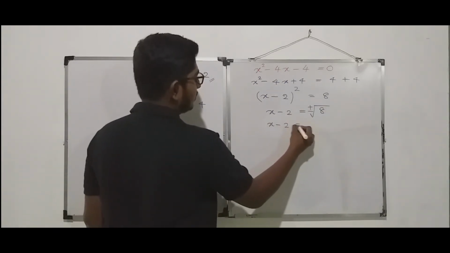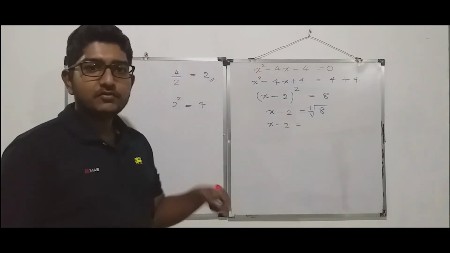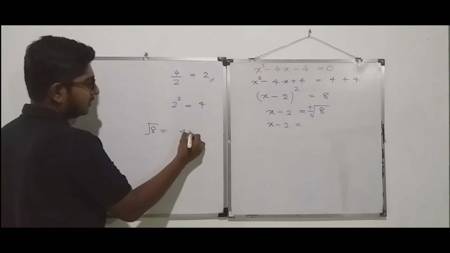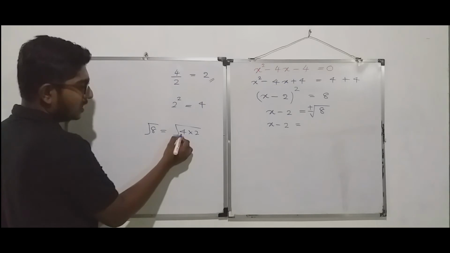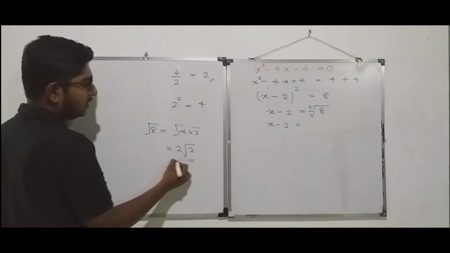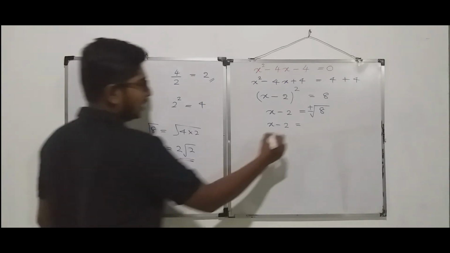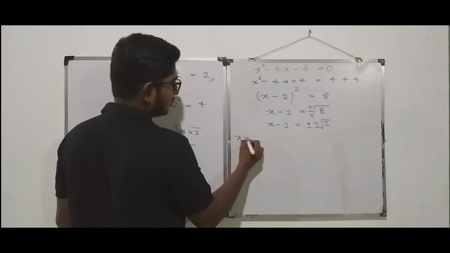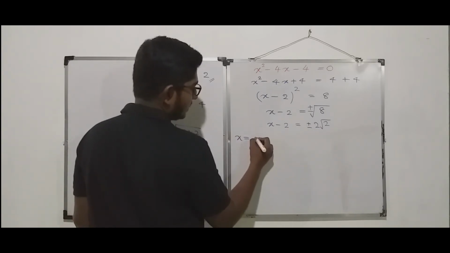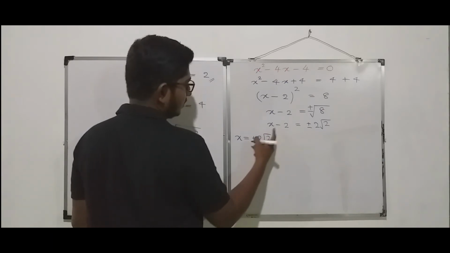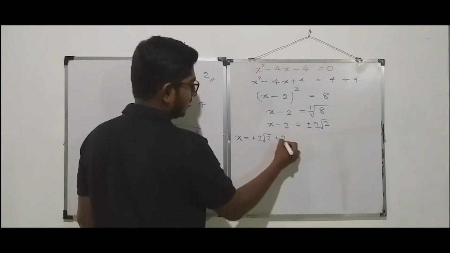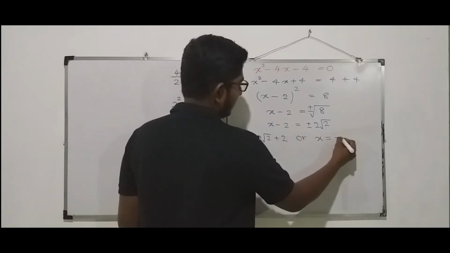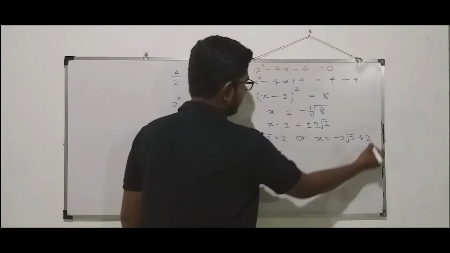But we know root 8 can be expressed as root of 4 into 2. So if we write 4 into 2 inside the square root, root 4 is 2, and we don't know a value for root 2. So that is plus or minus 2 root 2. From this we get two solutions. One is plus 2 root 2, shift minus 2 to the other side, becomes plus 2, or the other solution is minus 2 root 2 plus 2.